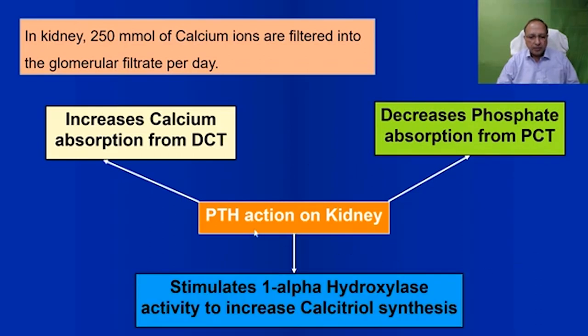And also the parathormone will act on the kidney to cause the stimulation of the 1-alpha-hydroxylase enzyme, which is the rate limiting step and a very important step in the activation of the calcitriol hormone or the 1,25-dihydroxycholecalciferol hormone, which is the active form of the vitamin D.